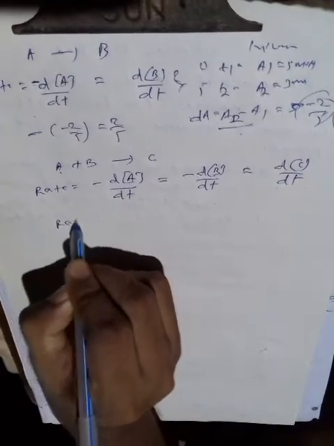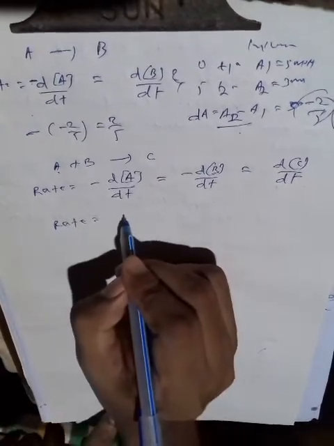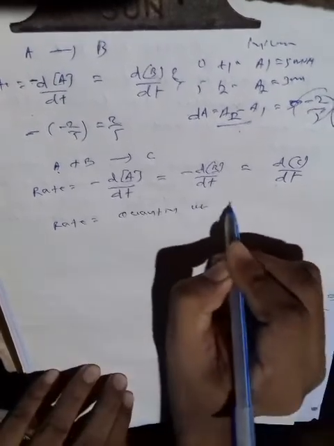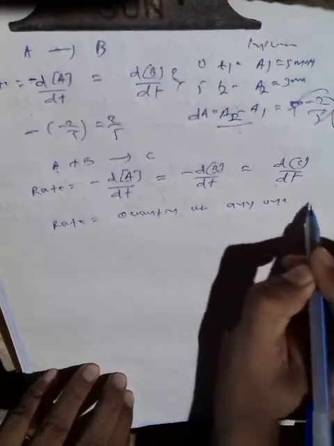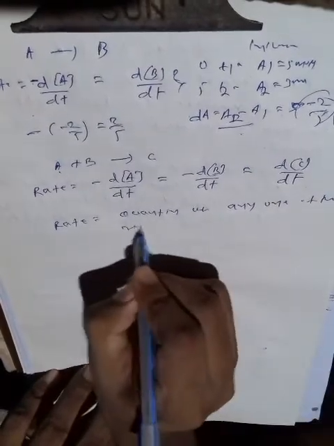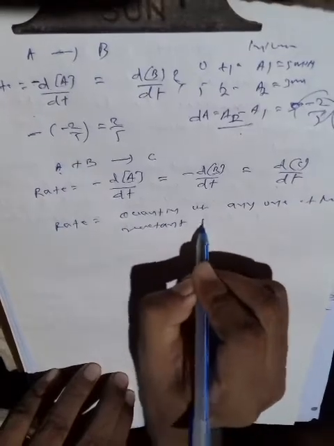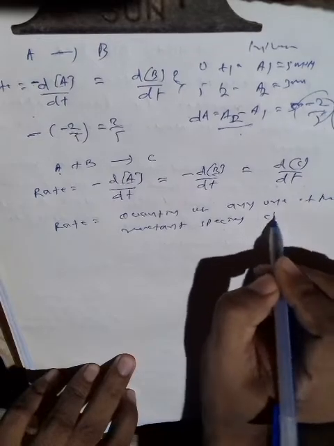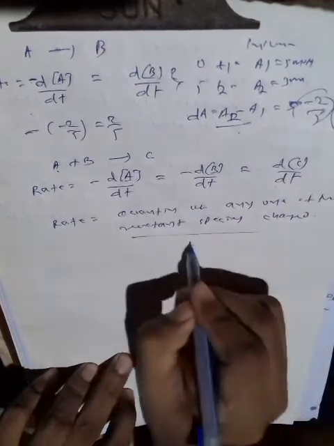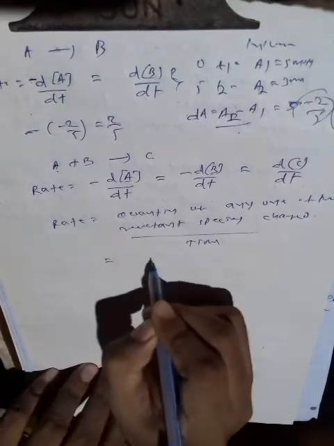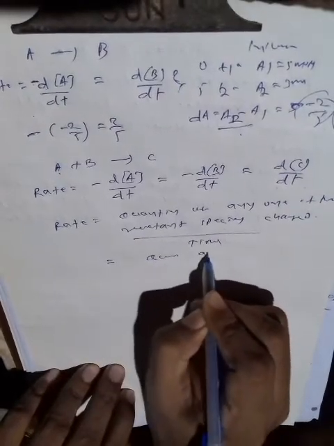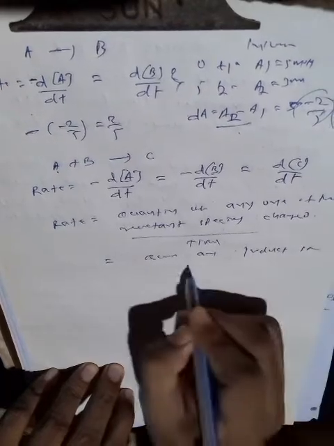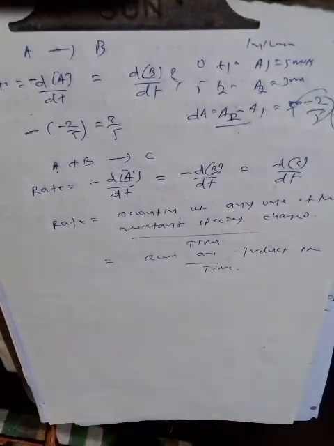So the general definition of rate is, this is the exact definition: quantity of any one of the reactant species changed per unit time, or quantity of any one of the product species formed per unit time. This is the exact definition of rate.